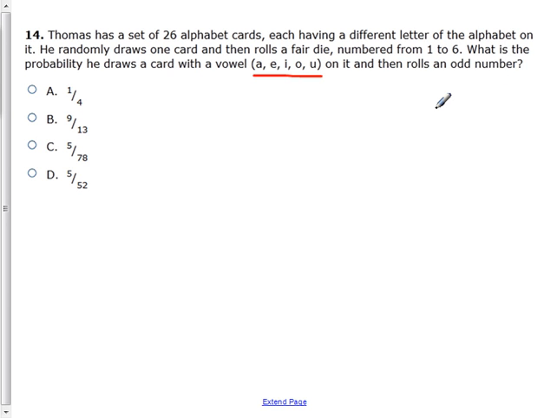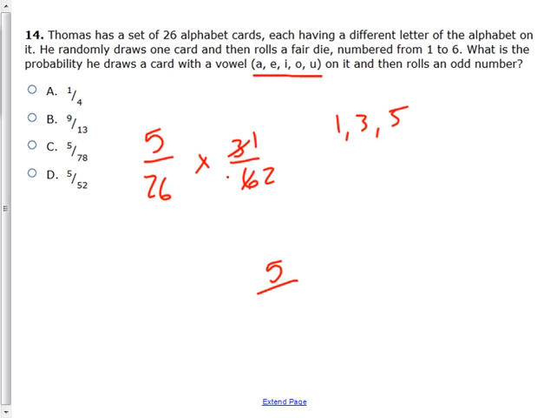So we have 5 vowels there. So that's 5 out of 26 times, we want an odd number. Well, that'd be 3 out of 6, okay? Because our odd numbers would be 1, 3, and 5. All right, so now we can do some simplifying here before we get started. I could make this 3 a 1 and a 6 a 2. I can't simplify anything over here, so let's go ahead and multiply that out. We're going to get 5 over 52, and that would be my answer. So 5 out of 52 is choice D.